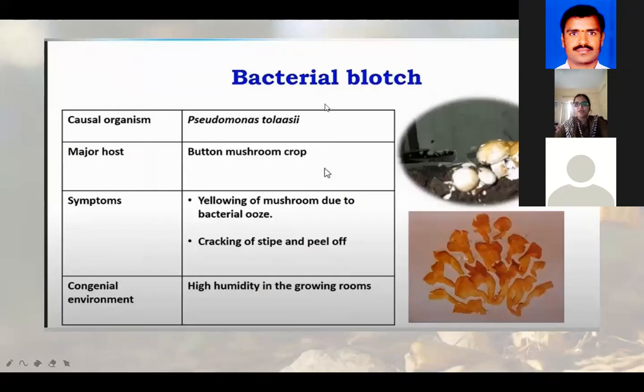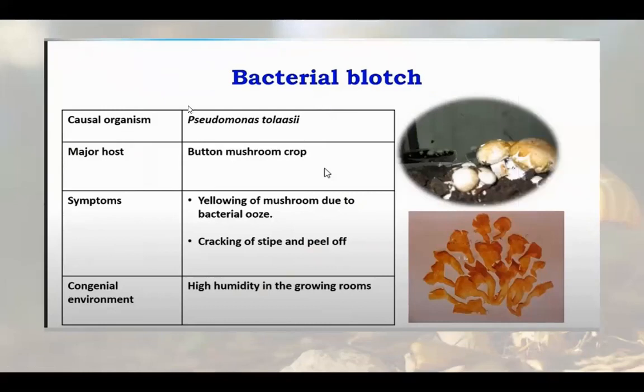Coming to bacterial diseases, we have bacterial blotch. This disease is caused by the organism Pseudomonas tolaasii, and it affects the button mushroom crop. Symptoms are yellowing of the mushroom due to bacterial ooze. When the bacteria grow, some liquid comes out, and there are cracks in the stipe and the skin peels off. The congenial environment is high humidity in the growing rooms. If the humidity is more than required, you can see bacterial blotch, because high humidity always favors the growth of bacteria.